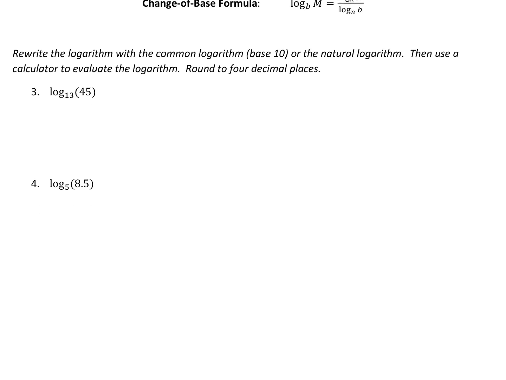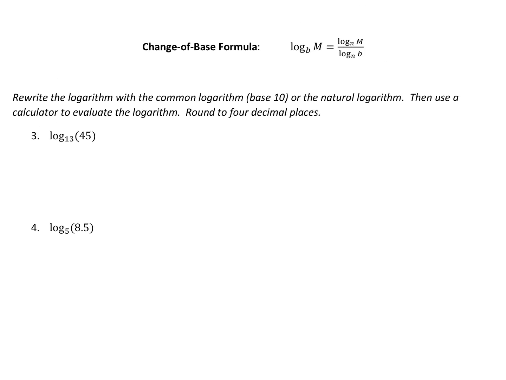If you look at number 3 and 4, the issue here is that they have a different base. So both of these are common logs, but instead of having the understood base of 10, number 3 has a base of 13, and number 4 has a base of 5.